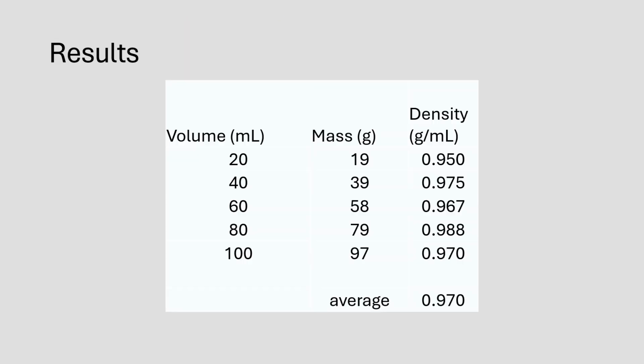So the 5 measurements that I took, starting at 20, 40, 60, 80, 100 milliliters, this was the amount of mass that was measured in that video. And then I calculated from that formula, density is equal to mass divided by volume. And so that's what I've got. Now, when you average these numbers together, you get 0.970 grams per milliliter. So that is our average density of the water.